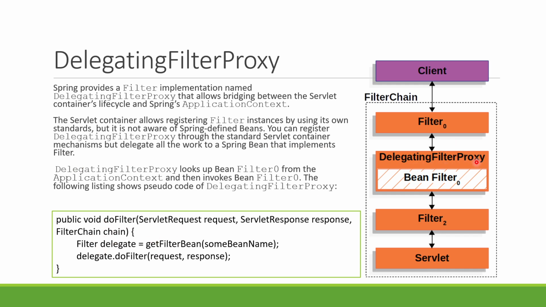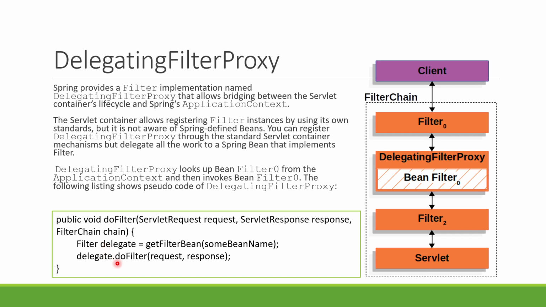Inside delegating filter proxy, it's going to delegate to a bean filter 0. The code is going to be like a get filter bean, and you give some bean name. Then this delegate will delegate the task to the rest, to this filter. By doing that, it lazily gets a filter that was registered as a Spring bean. Second, you can delegate the work to the Spring beans instead of it necessarily being the Tomcat-known filter.